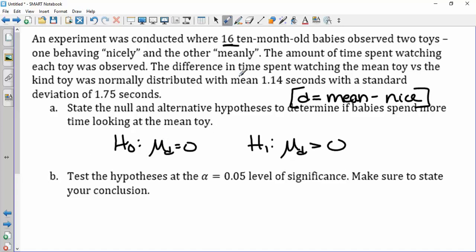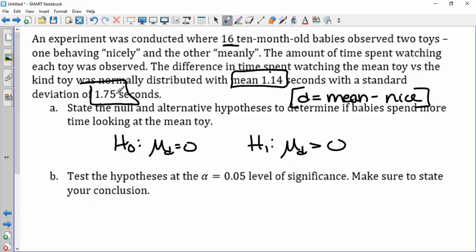X bar, what is the mean of my sample? 1.14. Standard deviation is 1.75. My n, 16. If you went to the wrong test, you would know. If you went to the 2 sample t-test, then all of a sudden it's going to ask you for the mean of the first group and the mean of the second group, and you would realize I only gave you one of those. So you would know to go back and do the other one on the calculator.